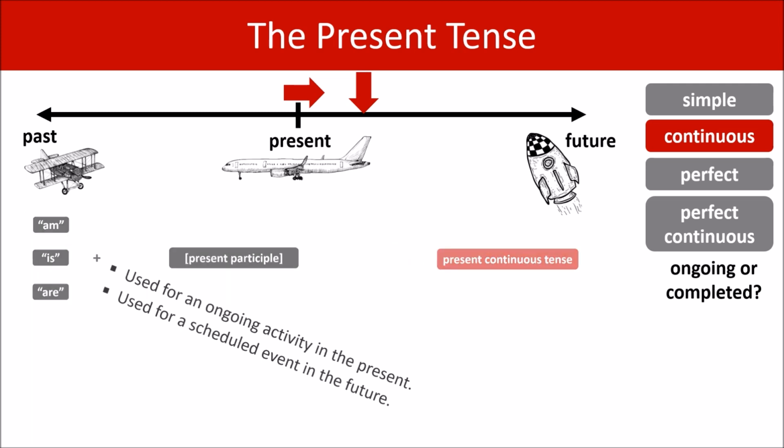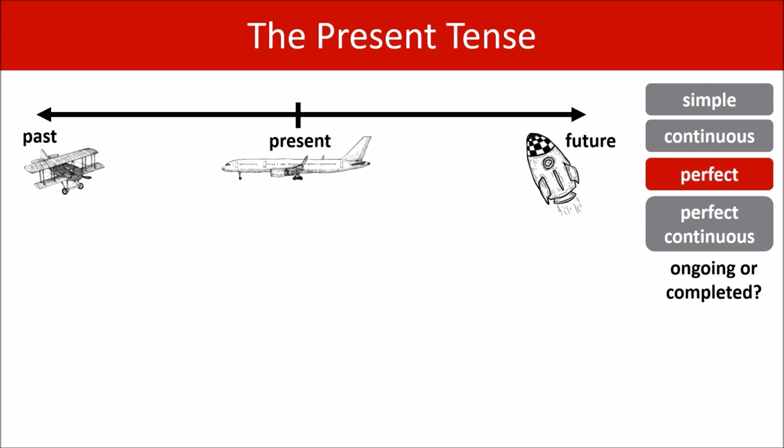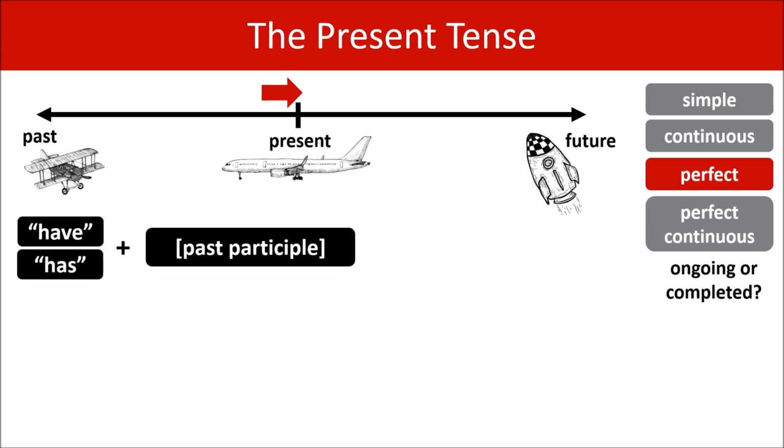Let's keep going. Next we have the perfect aspect. So, the present perfect tense. Look at the arrow. This is used for a completed activity that began in the past. Often the activity continues into the present. Let's look at the construction. It's have or has plus the past participle. Now the past participle is a little bit more difficult to form than the present participle because there are various endings. The most common endings are ed, d, t, or n, and we have a whole lesson on the website about past participles. Let's look at some examples.